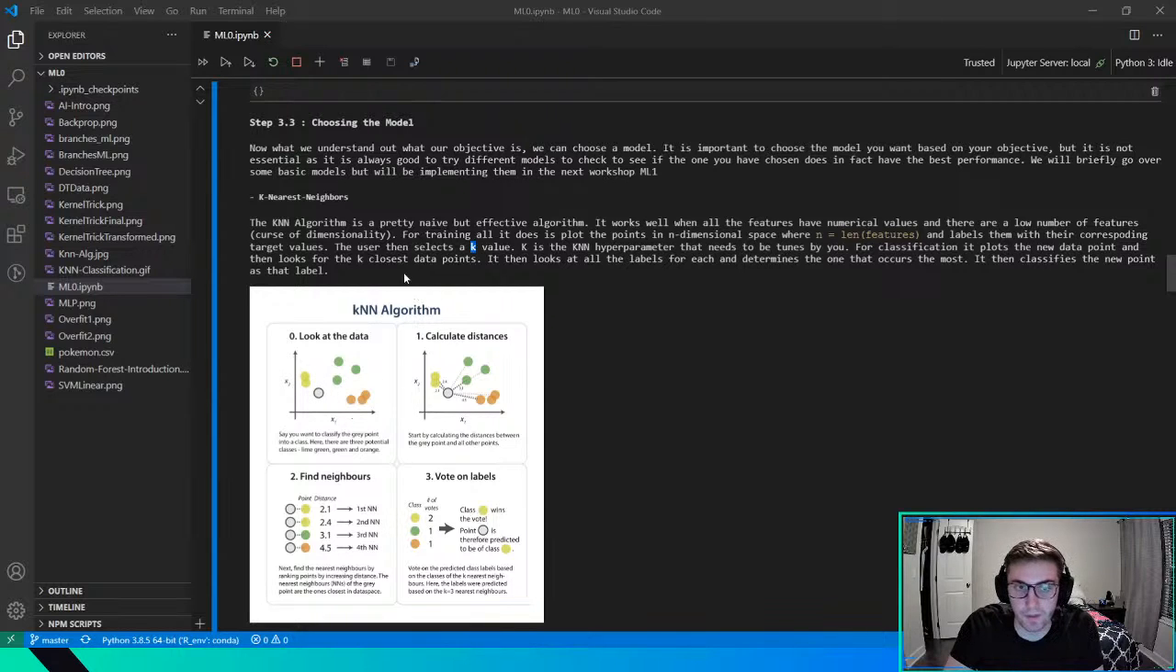Let me repeat. The user selects a k value, which is the number of closest points it looks at, and the k is what you can tune. Then it does a majority vote: it takes the majority of the k closest points, and that's your answer. That's basically KNN. It's really straightforward, and the math is pretty straightforward.